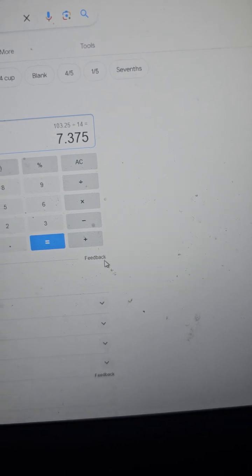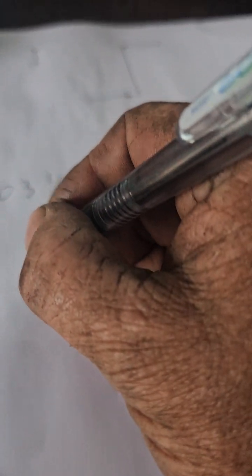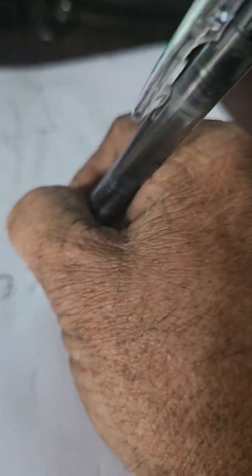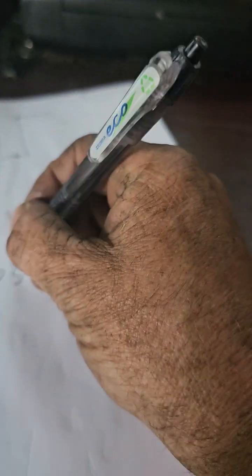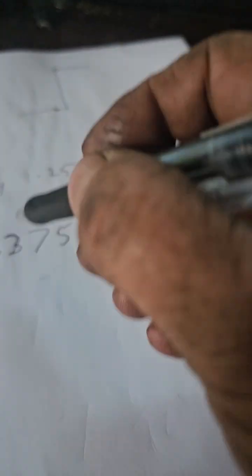103.25 divided by 14 steps equals 7.375. Okay, that's actually pretty comfortable. That's a pretty comfortable step. So I'm going to write that down, 7.375. Now I need this to be a fraction for my tape measure, because unfortunately my tape measure doesn't show me decimals.